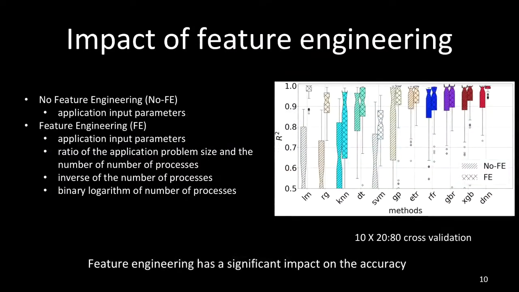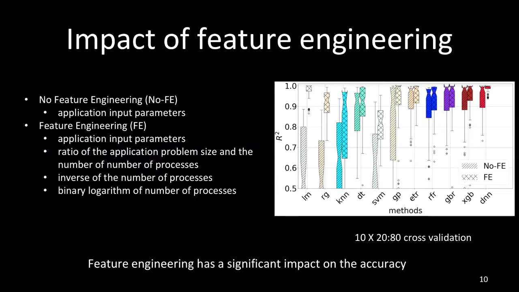The first thing we looked at is the impact of feature engineering. This is all about incorporating the domain knowledge. We considered several supervised learning methods. Our baseline is a linear model, linear regression, and then ridge regression, k-nearest neighbor, decision trees, support vector machines, Gaussian process regression, extra trees, random forest, gradient boosting regression, extreme gradient boosting regression, and deep neural net. So we considered one method from each of these classical method classes and one deep learning method.